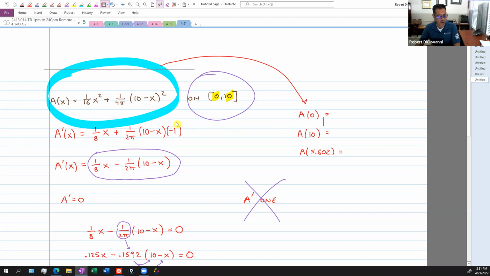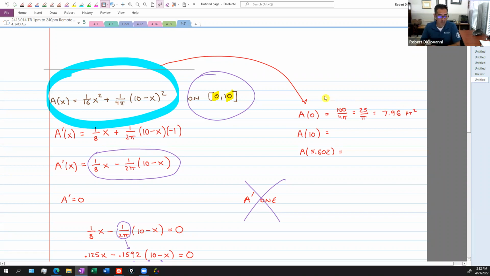Let's try 0 first. If I plug in 0 here, what do I get? 0, right? Yep. And then this is 10 minus 0 is 10, and then square it. So I have 100 over 4 pi, which is 25 over pi, which is approximately 7.96. And that would be the area. This was in feet, so feet squared.